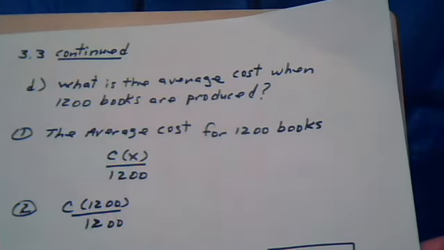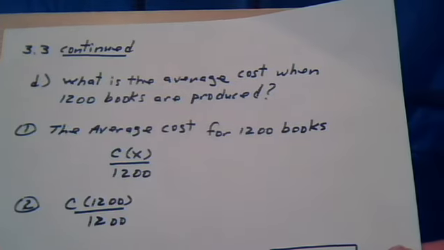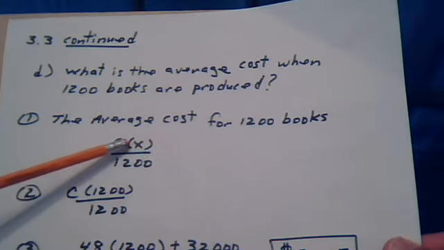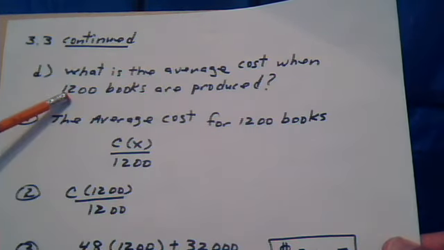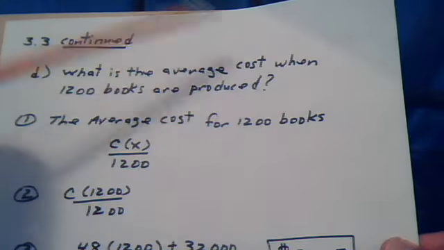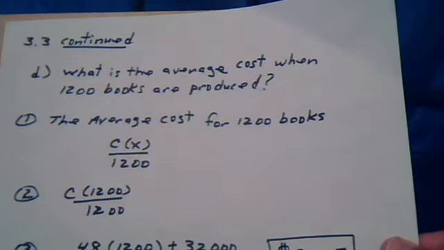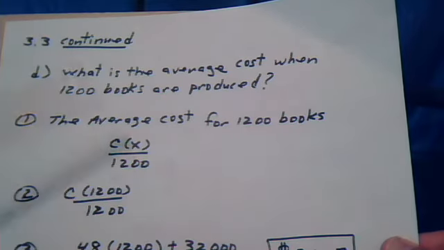D, what is the average cost when 1,200 books are produced? How do you find the average? Well, you take the cost and divide by the number of books. What is the average cost when 1,200 books are produced? Well, then you get the cost and divide by 1,200.